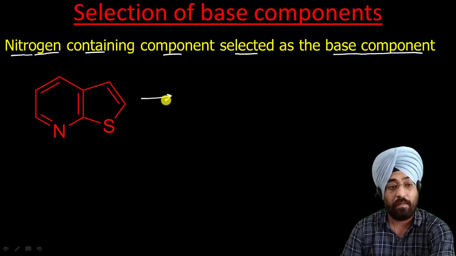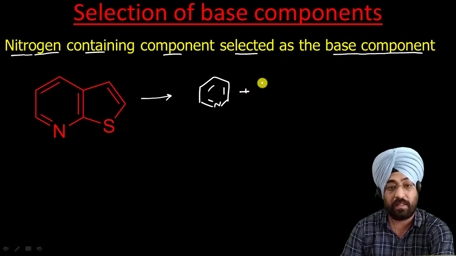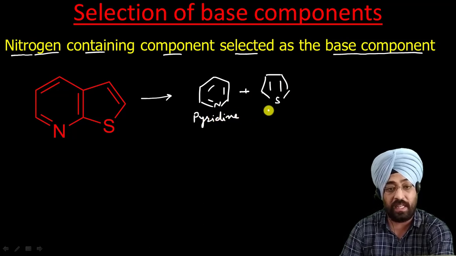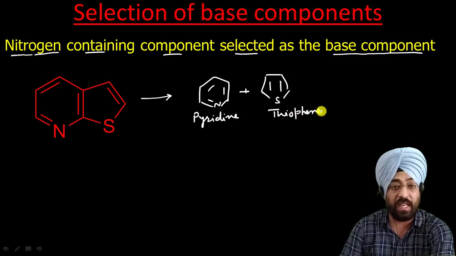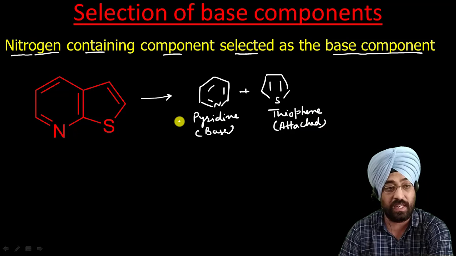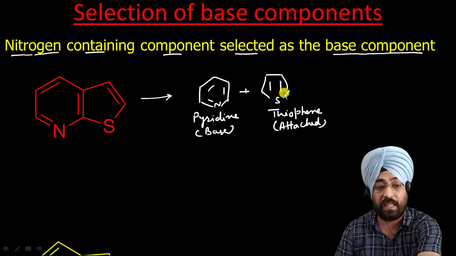Now this can be dissected into these two compounds, this N plus, as this double bond is shared by these two, so here you go, it is pyridine, its trivial name is available, and it is thiophene. Now the rule says the nitrogen containing component is selected as base. So pyridine will be the base component and thiophene will be the attached component. That is how you choose. The first rule says nitrogen containing components are selected as base component.